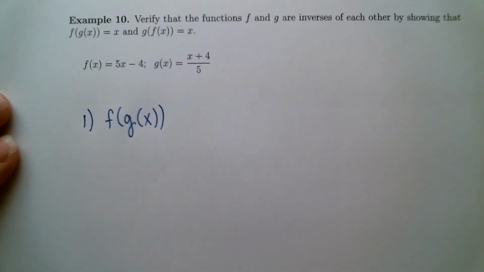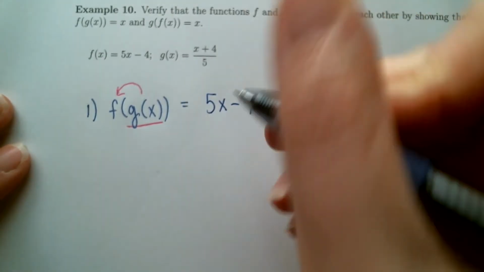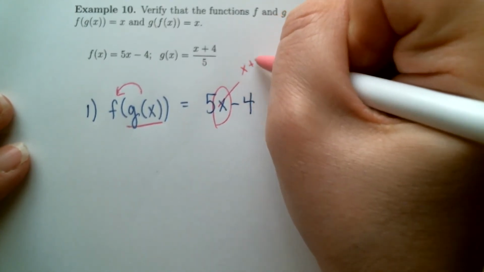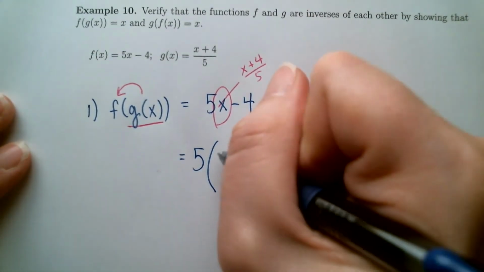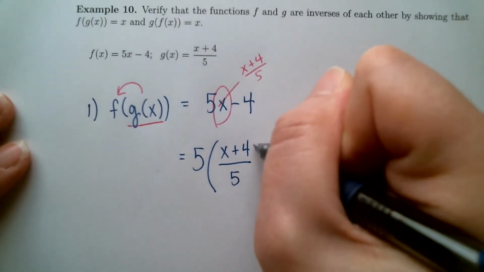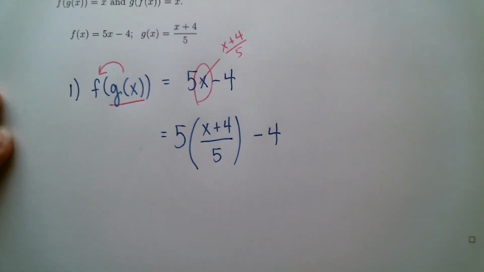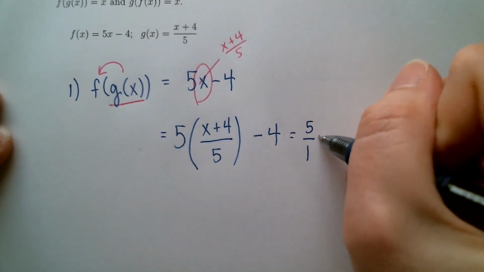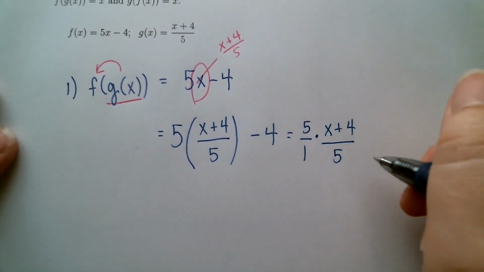Okay, so remember, in this case, you are plugging g into f. Okay, so I'm going to go to f, go ahead and write it down. Go to f, because that's what I'm plugging into. Everywhere I see an x, I'm going to replace it with g, which is (x + 4)/5. Okay, so I'm going to get 5 times (x + 4)/5 minus 4, okay? And then I need to simplify this, okay? All right, so remember, this is 5/1 times the fraction (x + 4)/5, okay, minus 4.